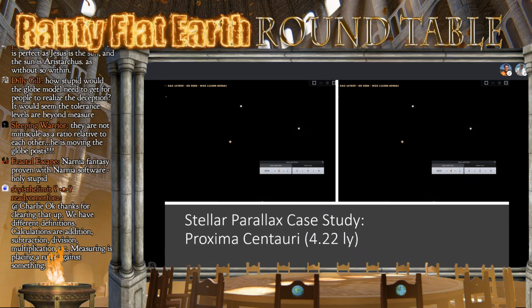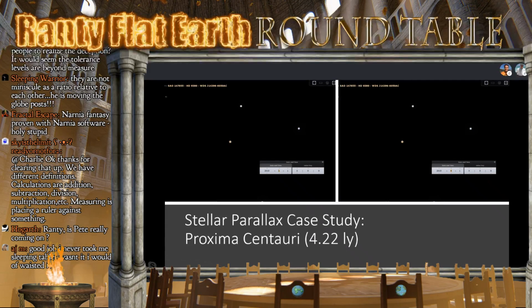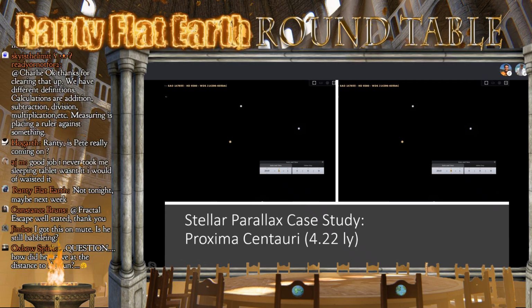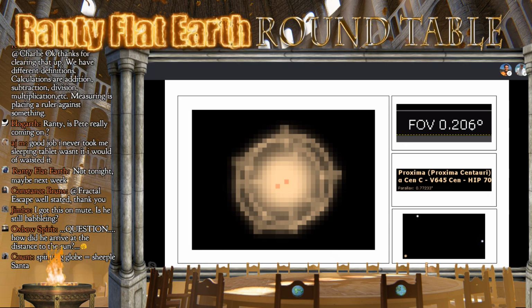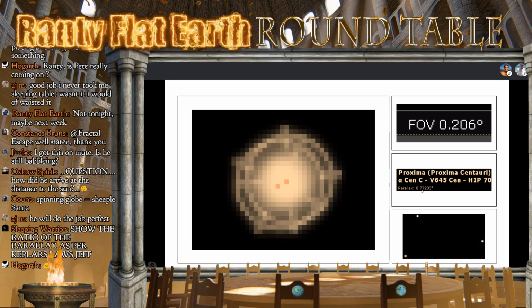We can try to measure this using the closest star other than the Sun to Earth, Proxima Centauri, 4.22 light years away. These are two images from Stellarium. The location doesn't change, but one is 6 months later than the other. Oh, actually, one is only 5 months later than the other. My mistake. The field of view of those two images was 0.206 degrees. Stellarium reports that the parallax for this star is 0.77233 arc seconds.